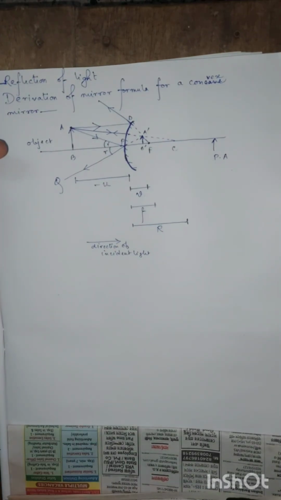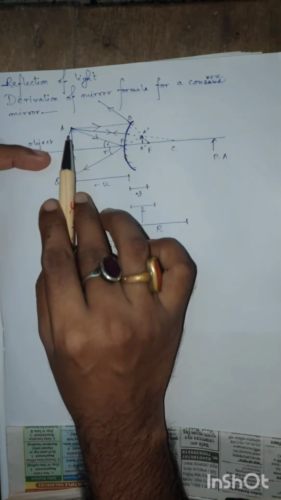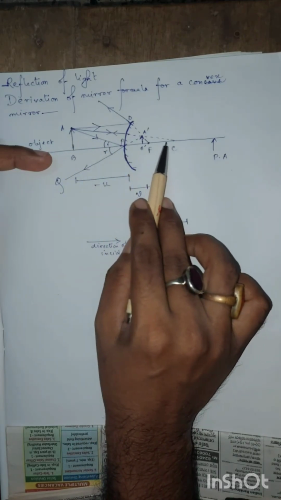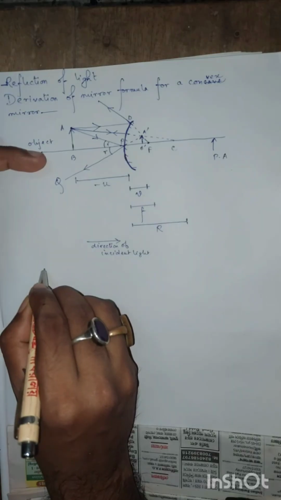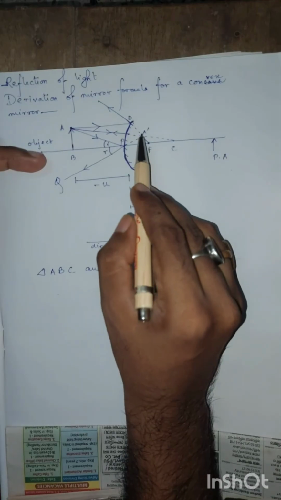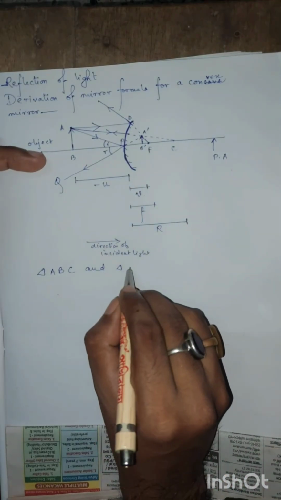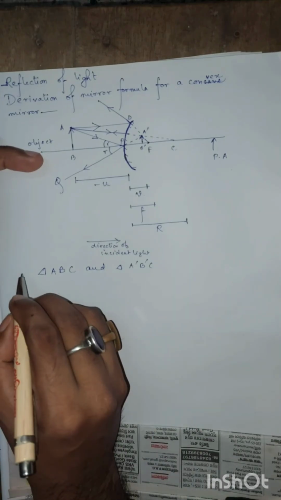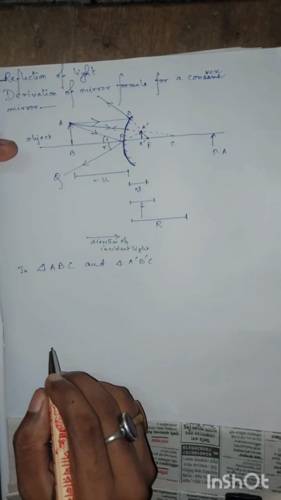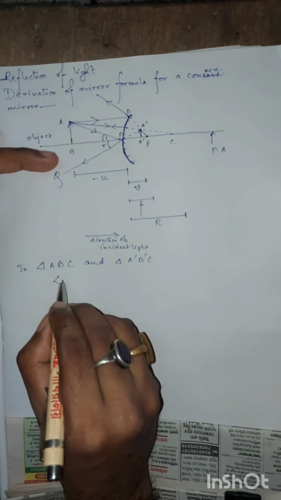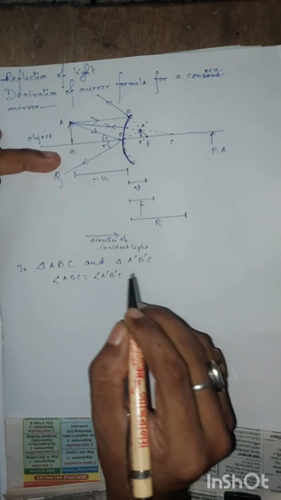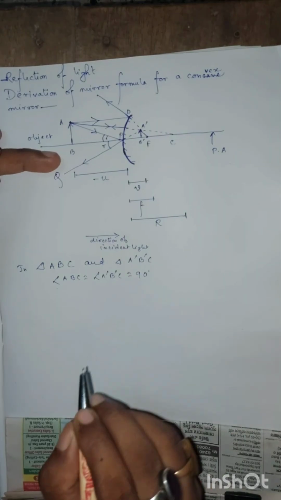Now look at triangle ABC, this bigger triangle ABC, and triangle A dashed B dashed C. We can say angle ABC is equal to angle A dashed B dashed C, equal to 90 degrees.